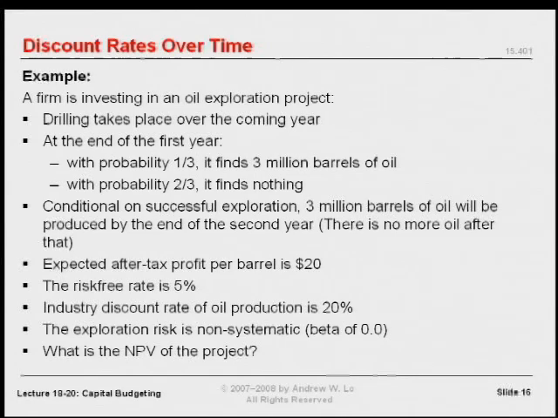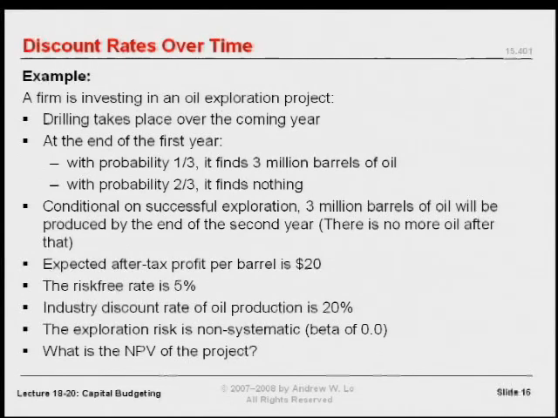And at the end of the first year, there's going to be a probability of 1/3 that we find 3 million barrels of oil. But there's a probability of 2/3 that we find nothing. We come up dry. Okay? 1/3, 2/3 probability. Now, if we are successful with that 1/3 probability, then the 3 million barrels of oil will be pumped out of the ground by the end of the second year.